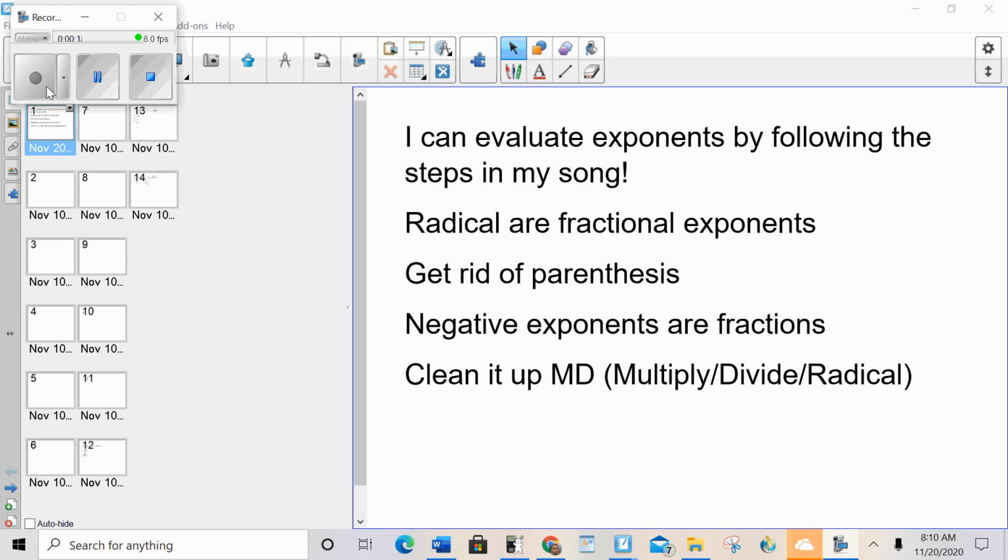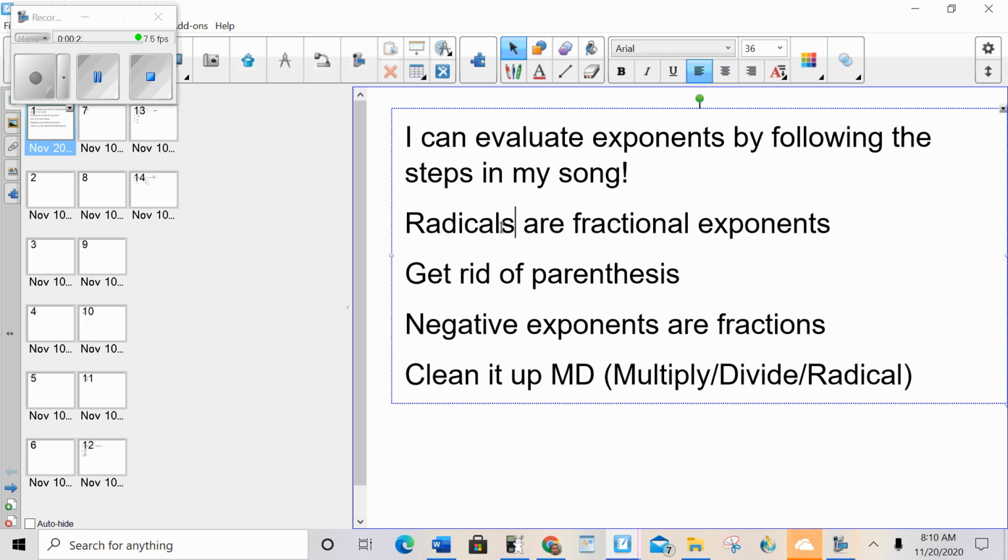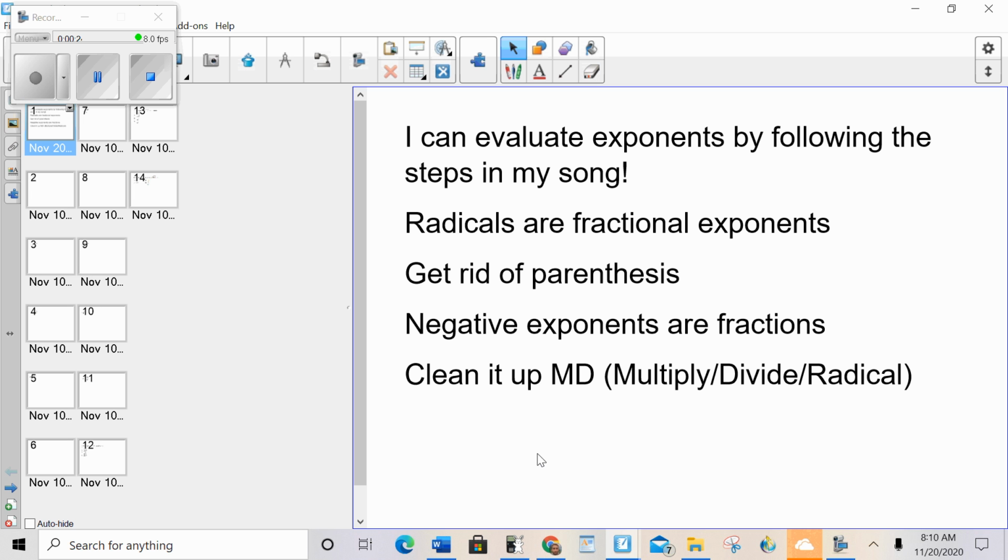First step is to deal with the radicals. Radicals are fractional exponents. So if you see a radical, we're going to rewrite it as a fractional exponent. Then we're going to get rid of parentheses. Whatever exponent I have outside of parentheses goes inside. Then I deal with my negative exponents. Negative exponents are fractions. Move whatever is being raised to the negative power. And then clean it up.